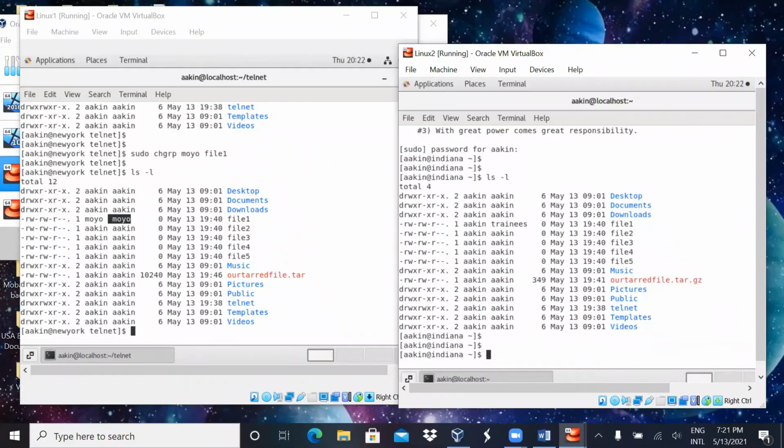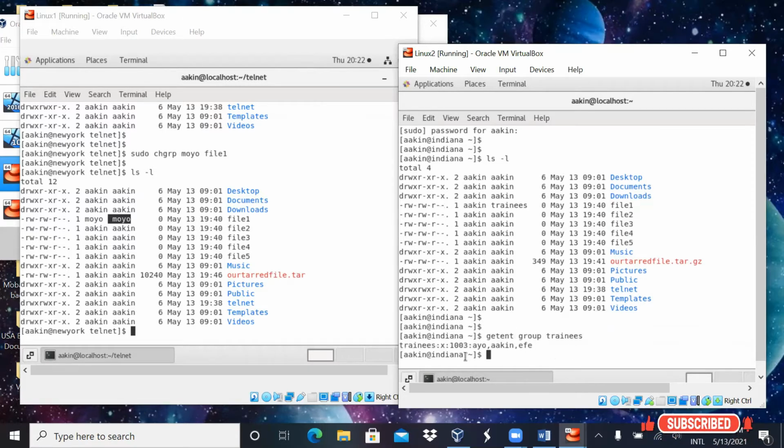So let me add them to the group trainees. How come? We already added them. Who are the members of trainees? We can do getent group trainees. Okay, we already have them. So by this method, these three members now have access to this file.